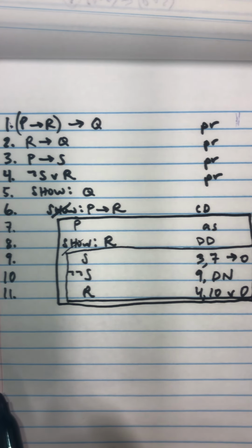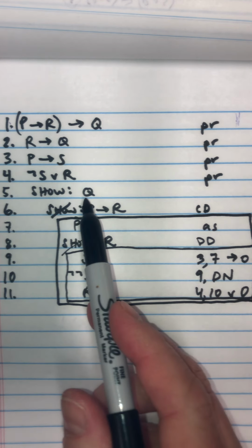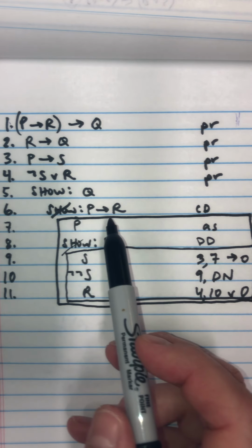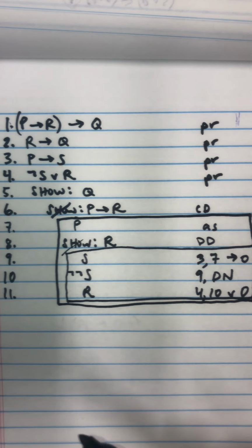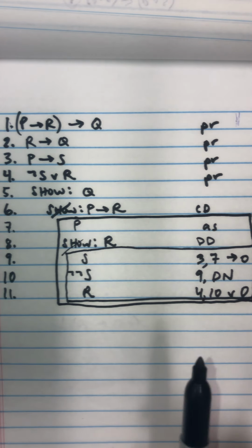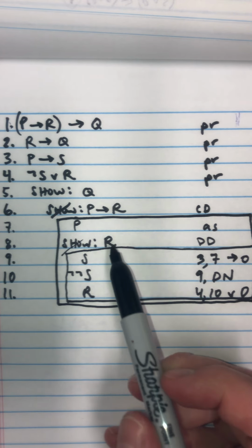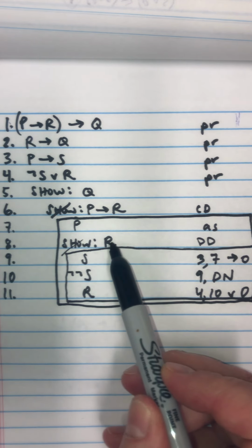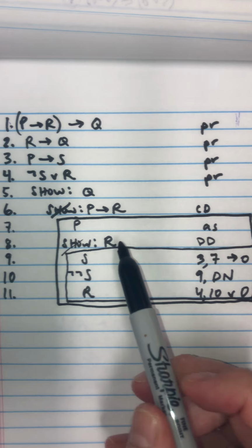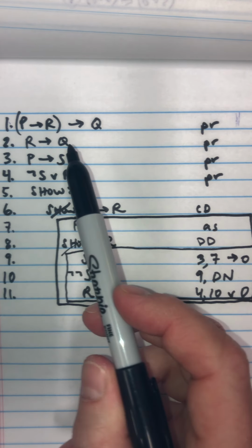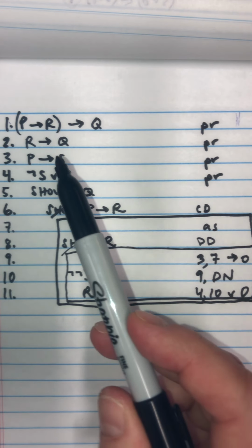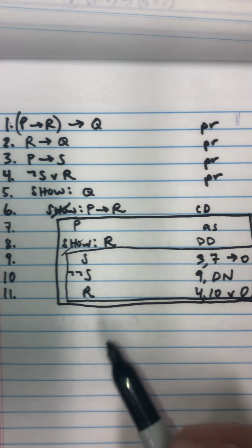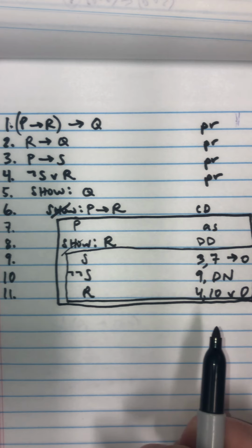But we're not done with our proof because, as you can see, we haven't yet shown Q. We've only shown P arrow R. Now, here's something you might think of doing in a case like this. You might think, well, hey, I can get Q pretty easily. After all, I've already got R here, right? I've shown R. And I've got R arrow Q, so I can just get Q from line 8 and line 2 by arrow out. That's not allowed, however.